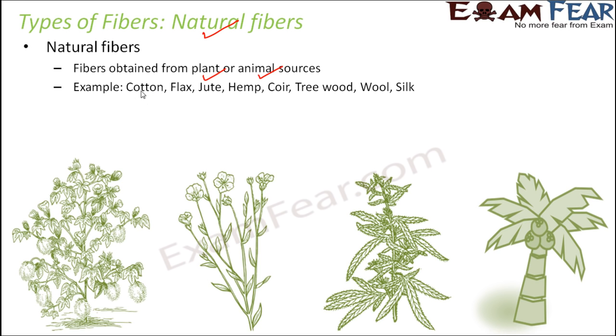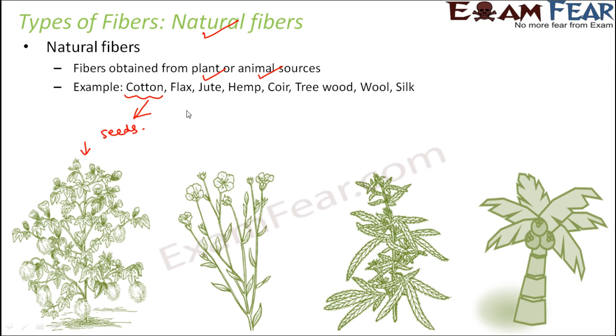Now from where do we get cotton? Cotton is derived from a plant source. Basically it is an example of a seed fiber. It is collected from the seeds of the cotton plant. So you see, this is a cotton plant. This is how a cotton plant looks, and these are the seeds of the cotton plant, and from the seeds only we get what we actually know as cotton.